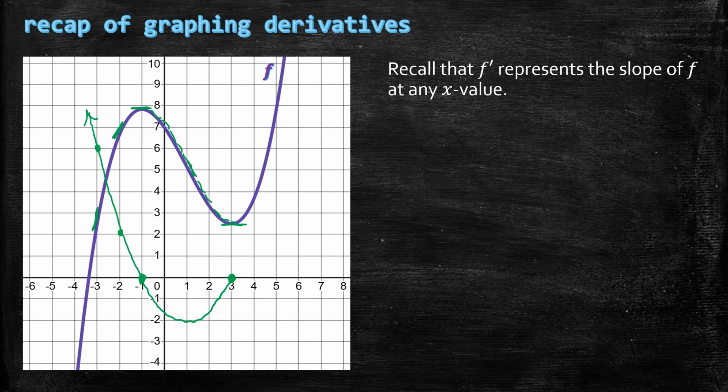This is not very accurate. I'm just making a general sketch. And after x equals 3, the slopes of f are positive again and increasing. So f prime looks something like this.